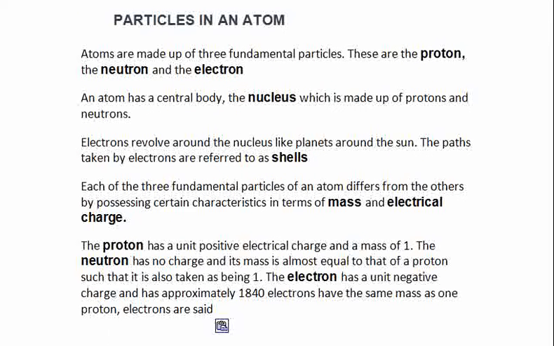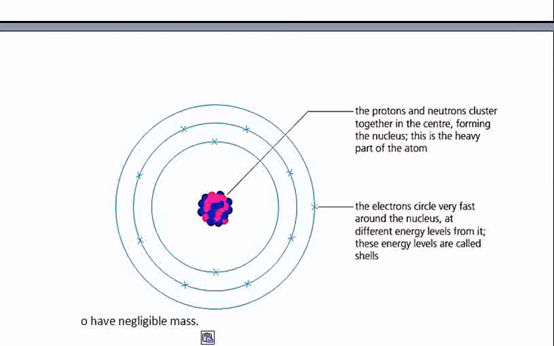The proton has a unit positive electrical charge and a mass of 1. The neutron has no charge and its mass is almost equal to that of a proton, such that it is also taken as being 1. The electron has a unit negative charge, and approximately 1840 electrons have the same mass as one proton. Electrons are said to have negligible mass. So, this is the structure of an atom.